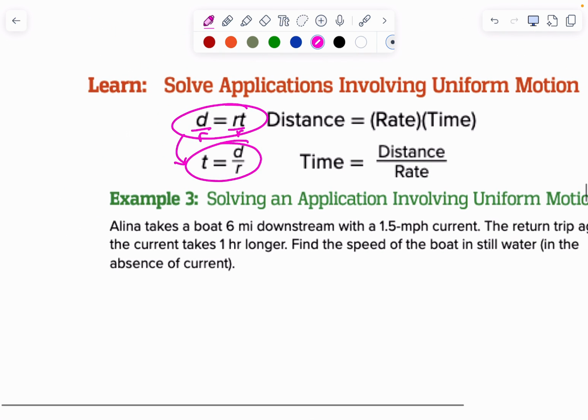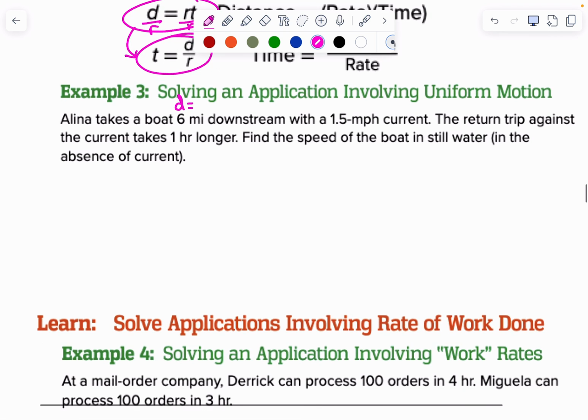Now, here's the deal. The distances should end up being the same, right? The distance, no matter what, is 6. We're not contesting that. It's 6 miles down, 6 miles back, right? But it doesn't take the same amount of time. So let's set this up so that we have time over here and time over here.